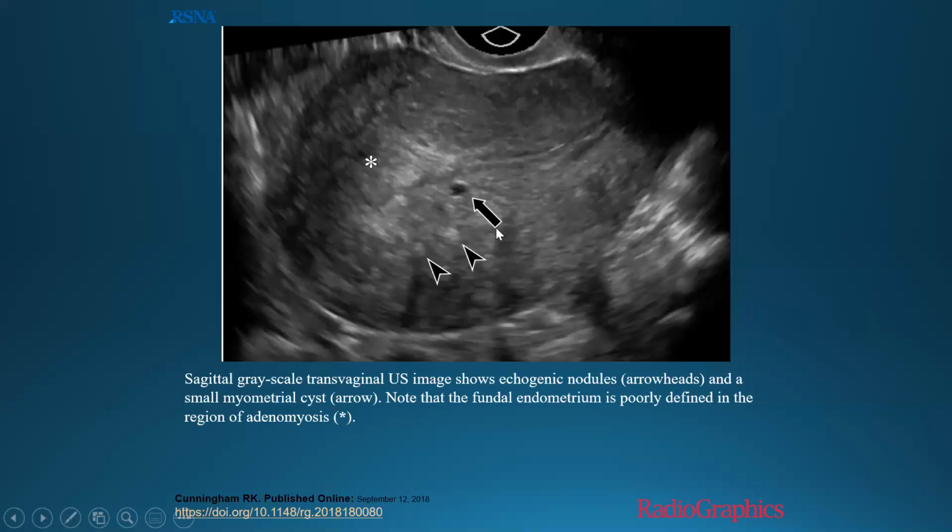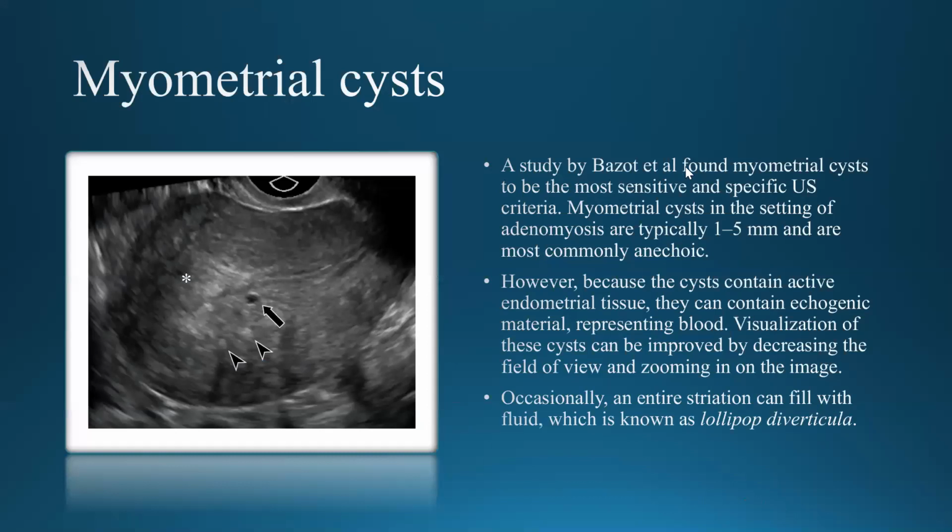If you see this hypoechoic area with the big black arrow, this is a cyst. This is what we call a myometrial cyst. And this is a very important feature of adenomyosis, provided that this patient is not pregnant. And don't tell me that adenomyosis happens in women in their 40s and 50s. I told you earlier, we see adenomyosis now between ages 20s and 30s, and we even have reported cases in adolescents. So you need to do a pregnancy test if the woman is amenorrheic. But this myometrial cyst is very, very important. In the study by Bazot et al., they found myometrial cysts to be the most sensitive and specific ultrasound criteria, this one.